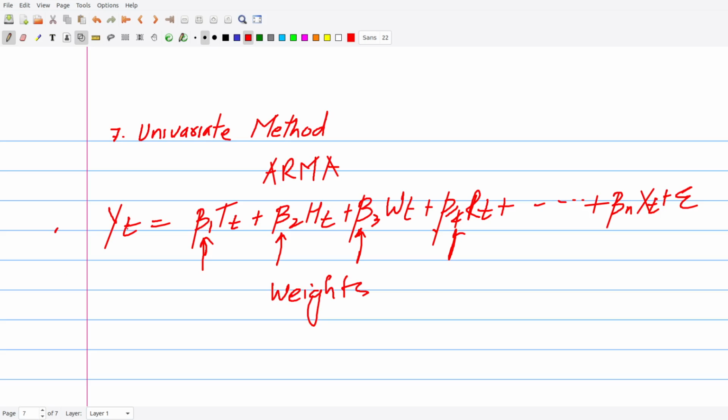Weights means what? This function will have more value if these weights are more. If you want temperature to be given priority, this beta 1 value will be high. If you want humidity as a priority, this beta 2 value will be high. If you have weather as priority, you will have beta 3 value as high. R stands for rainfall, and so on. X is for storm. So all these are nothing but historical parameters multiplied by your weights.